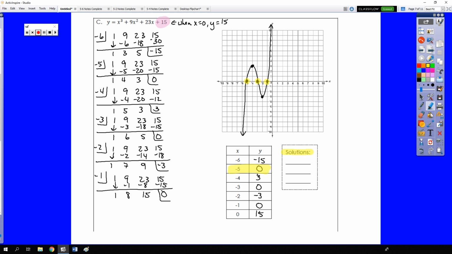Once again, it should be relatively simple for us to identify the solutions, because solutions is the same as the word x-intercepts. It is the three values where the graph crosses the x-axis, which means where y equals 0. That would be x equals negative 5, x equals negative 3, and x equals negative 1. Remember again, x-intercept. It's the same as solutions.